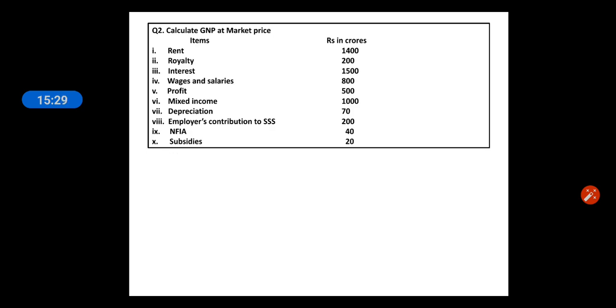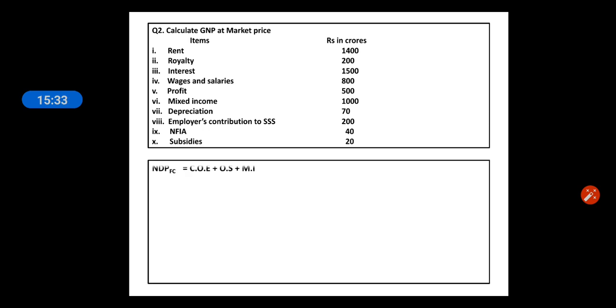Let us solve this question too. We have to find GNP at market price. Like I said, first we have to find NDP at FC. And we know that the formula is COE plus OS plus MI. Now look at the items. Let's find the COE. Number 4, wages and salary, is your COE. Number 8, employer's contribution to social security scheme, is your COE. So these are your COE.